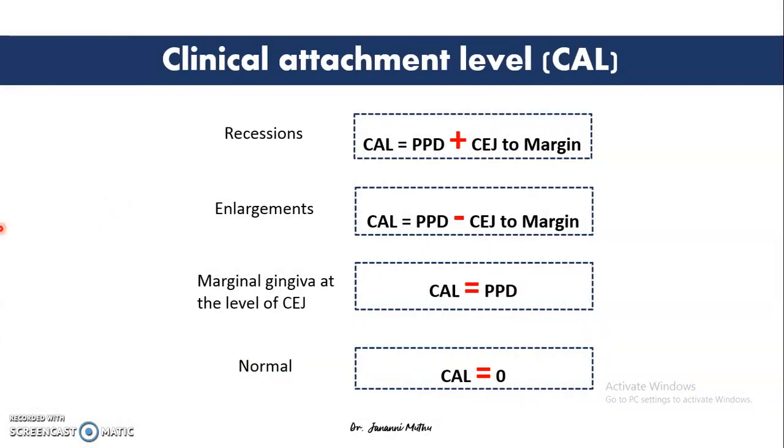So keep in mind, the CAL value calculation depends on the position of the gingival margin. If it is apical to CEJ, then you have to add both the values. If it is coronal to CEJ, as in case of enlargements, you have to subtract both the values. When the CEJ and marginal gingiva is at the same level, but the base of the pocket is apical to CEJ, then CAL will be equal to PPD. If the marginal gingiva is 1 mm above CEJ and attachment or the base of the sulcus is at the level of CEJ, your CAL will be 0. So under normal conditions, CAL will be 0.